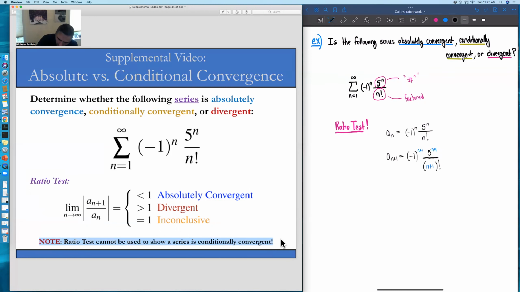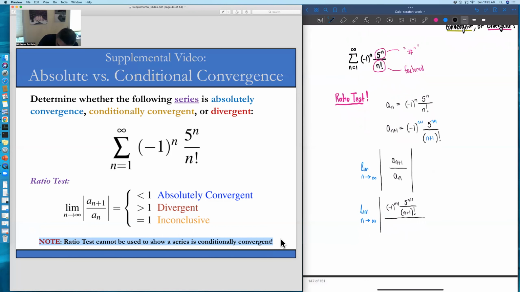All right, well, let's go and apply ratio test. So we take the limit as n goes to infinity of the absolute value of our series (n+1)th term over the nth term. So let's plug in all of that stuff now. Limit as n goes to infinity of the (n+1)th term. So we have (-1)^(n+1) times 5^(n+1), all over (n+1) factorial. And we divide that by a_n, the nth term of the series, which is (-1)^n times 5^n all over n factorial.